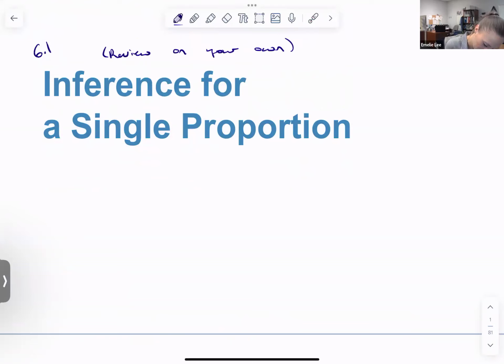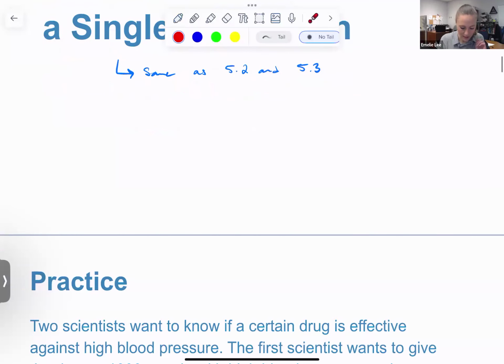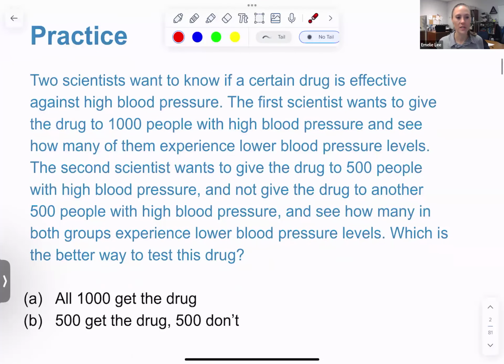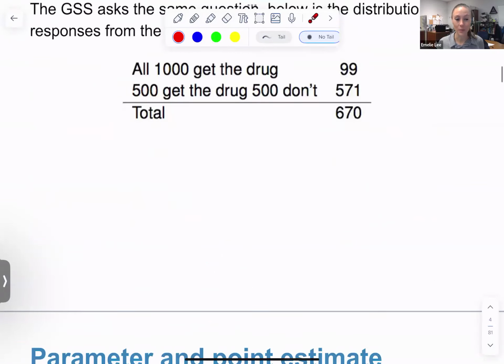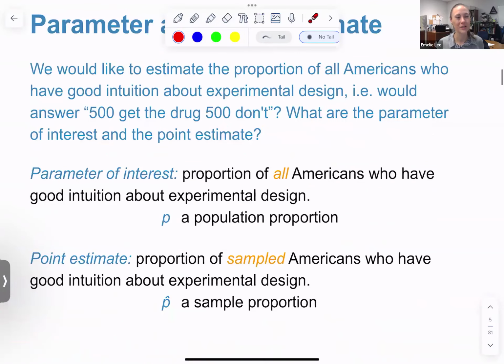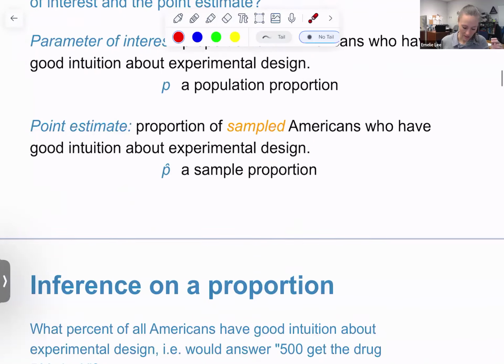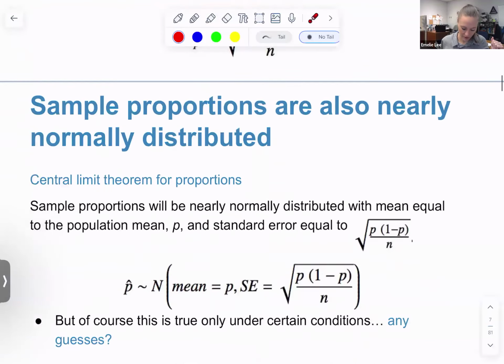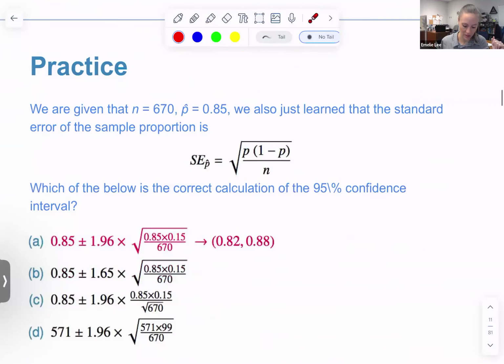This is the same as 5.2 and 5.3, and we spent a good week and a half there, so you can do it. It's nice to have some more guided practice. It introduces a survey, and then talks about the results, and then we want to talk about the proportion of all Americans who have good intuition about experimental design, which is represented by selecting the right option. Then we can build a confidence interval. So this is all review, checking the conditions, build a confidence interval.